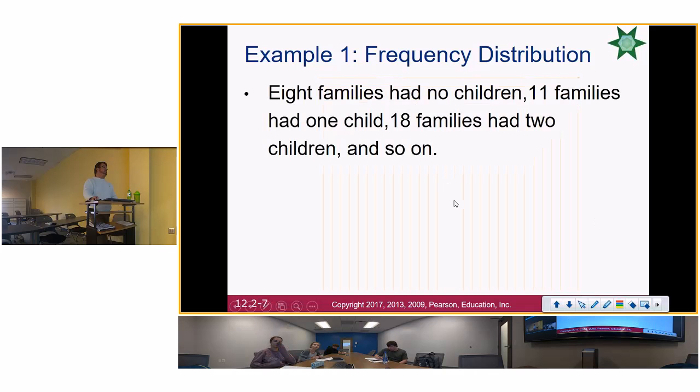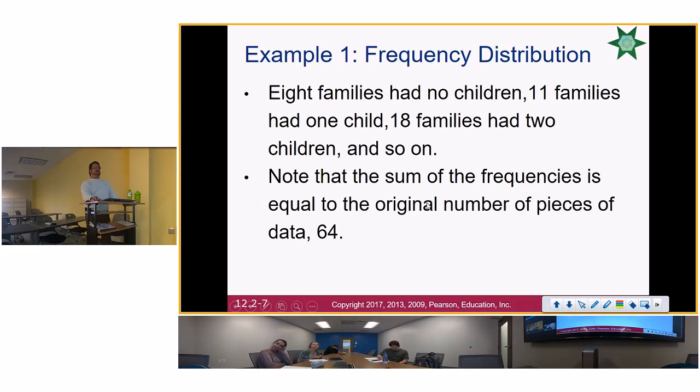I can be fancy. I can hold my pinky up and be fancy. 8 families had no children. 11 families had 1 child. 18 families had 2 children. Whatever. You'll see a pattern. Note that the sum of the frequency is equal to the original number of pieces of data.